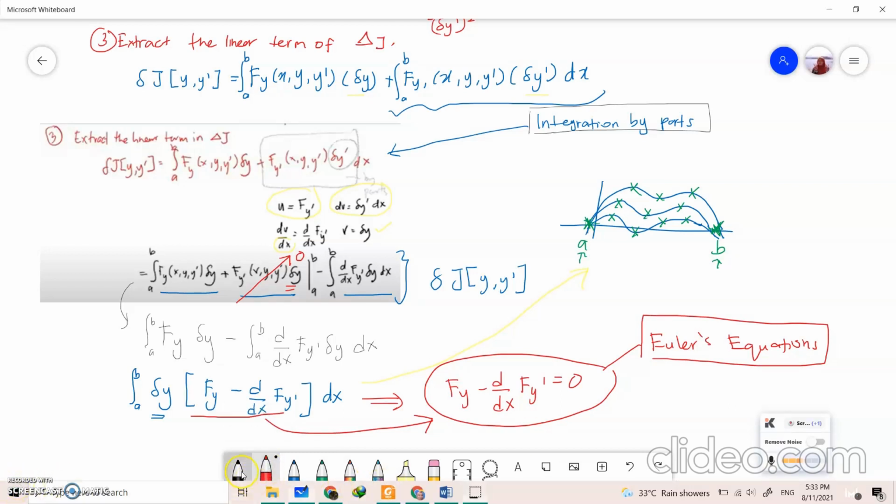This is the necessary condition for an extremum. Alright, so please remember this Euler equation that we're going to use for the rest of the topics after this.